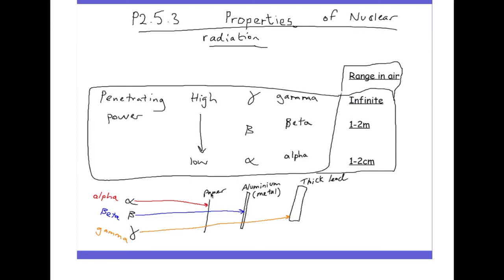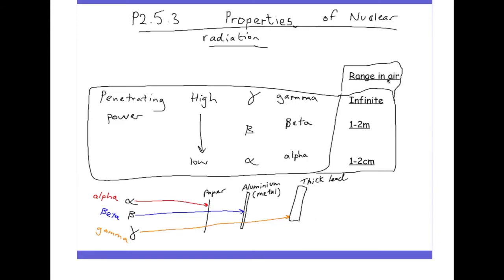So in an exam they'll say, how do you stop alpha? And you just say, put a sheet of paper in the way. Then they'll say, how do you stop beta? Well, beta goes through paper, so it's a bit more penetrating. It gets stopped by thin aluminium, a thin sheet of metal. And gamma is just pure energy, so it's very difficult to stop. It goes straight through paper, straight through aluminium, and it needs a big thick sheet of lead to stop it. Lead is a very dense material.